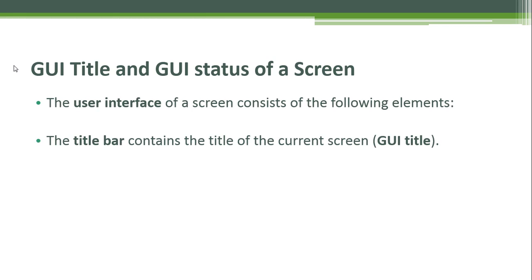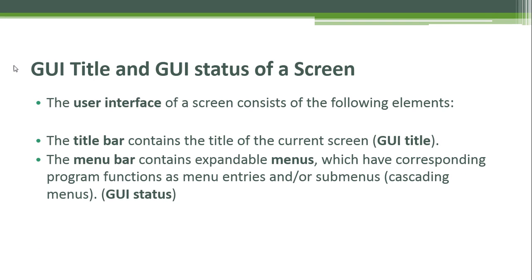The title bar contains the title of the current screen, that is called the GUI title, and the menu bar contains expandable menus, which have corresponding program functions as menu entries and/or submenus, cascading menus, that is the GUI status.